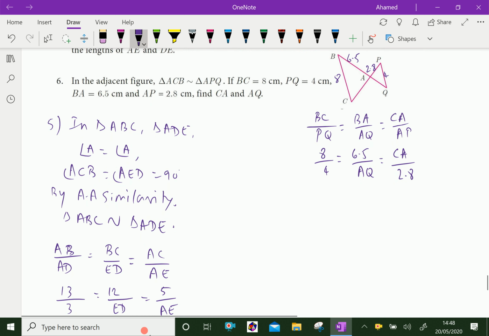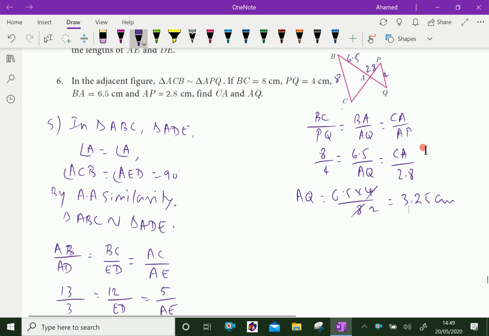Now from the first two sets, 8 by 4 is 6.5 over AQ. Therefore, AQ equals 6.5 into 4 by 8. Here cut by 2, 6.5 by 2 equals 3.25 centimeters. So AQ is 3.25 centimeters.